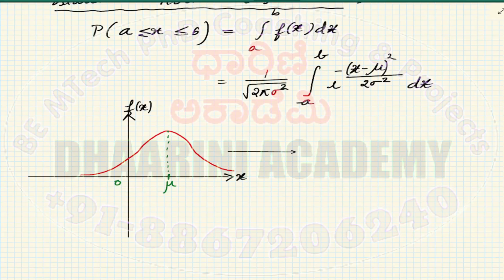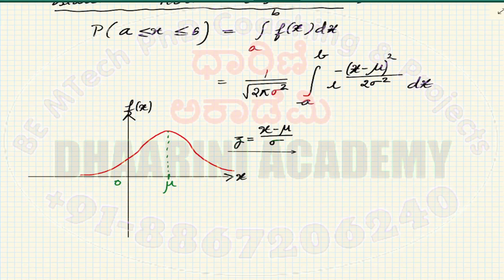I will make a substitution saying that z is equal to x minus mu, whole divided by sigma. That is actually present over here. If you see here, x minus mu is there, it's a square. Sigma is also there, its square exists. So I can replace the whole thing so that it becomes a z square form.